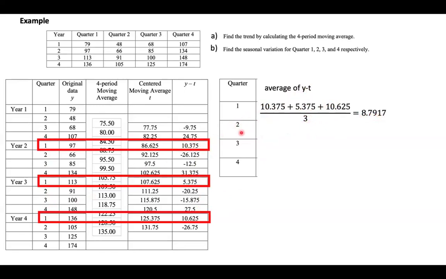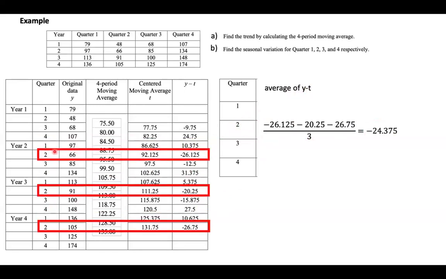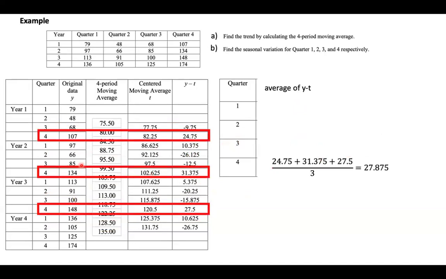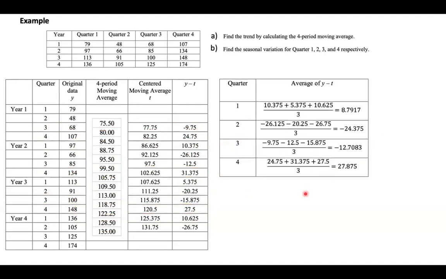And for quarter 2, same thing. We have 3 quarter 2, and then we add up the y minus t, all of them, divided by 3. For quarter 3, same thing. 1, 2, 3, add up all of these, and then find the average of y minus t. And finally, for quarter 4, we have 3 of these again. We add them up and divide it by 3. There we have it.